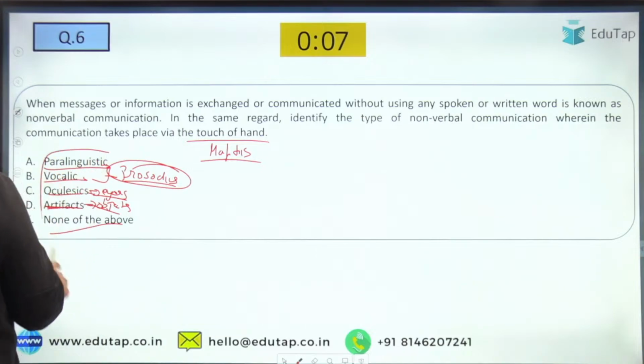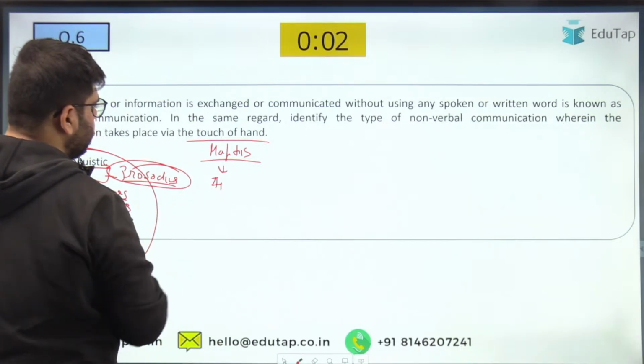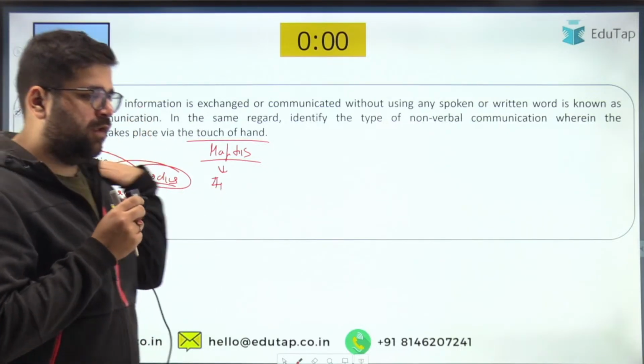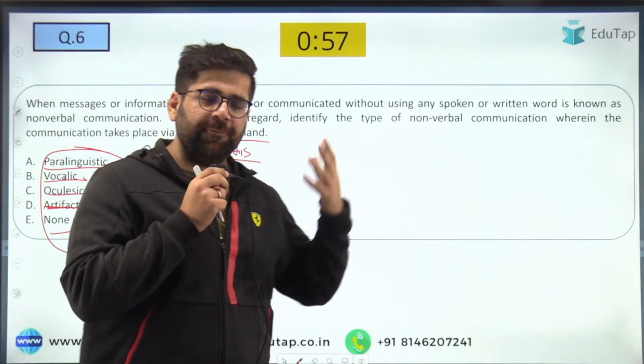In management, there are multiple terms which you have to remember. Haptics basically is the touch of hand. Like some people, you know, they put their hand on your shoulders to give you a good feeling. Pat on the back. Okay.